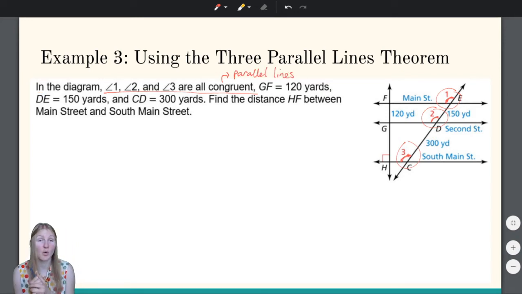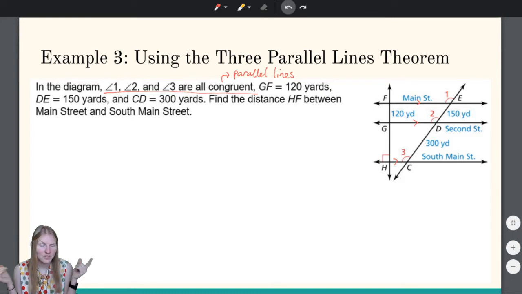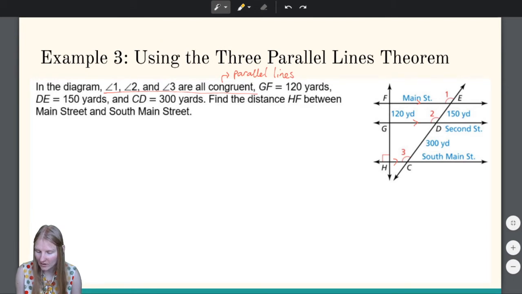And it's actually very important that they said that, because if these lines weren't parallel, how would we find the distance? We can't use the three parallel lines theorem unless we have parallel lines. So it's a good thing that they said angle 1, angle 2, and angle 3 are all congruent. All right, now we know that GF is 120 yards, DE is 150 yards, and CD is 300 yards.